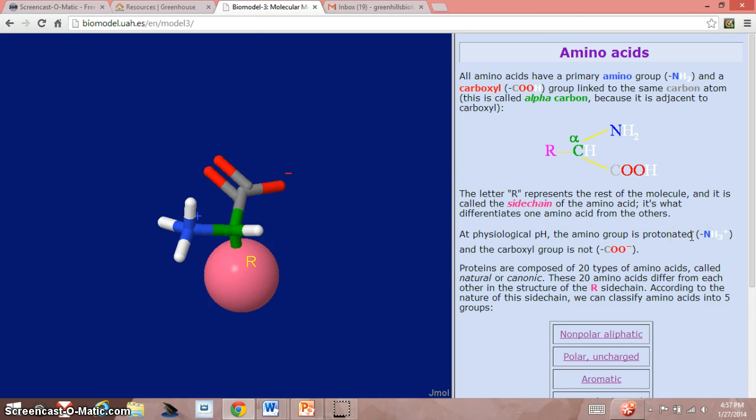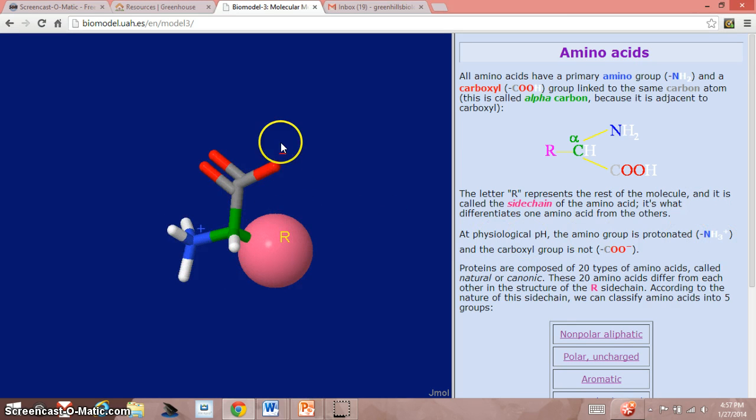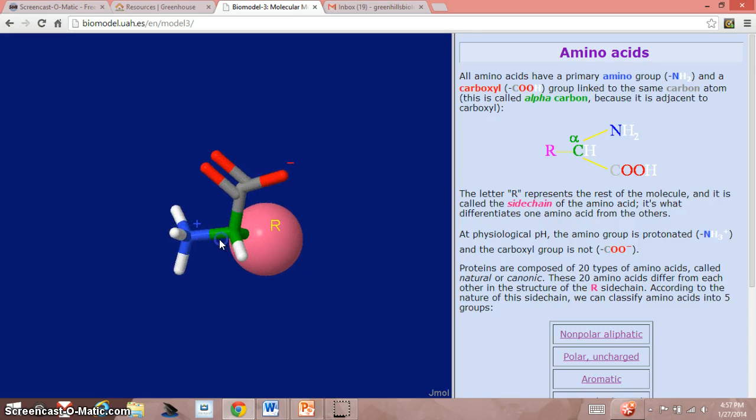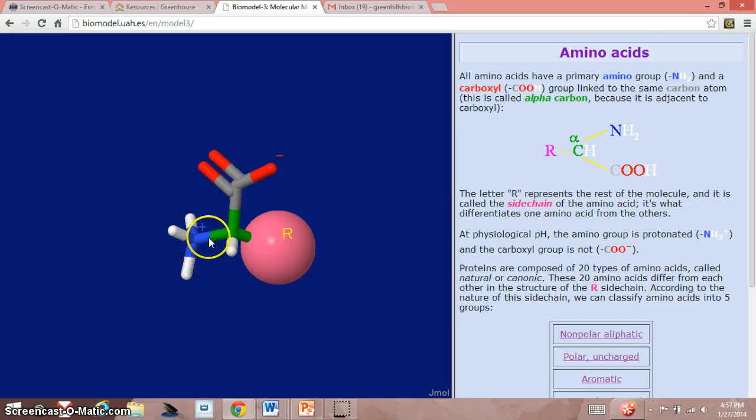This isn't a really big deal, and you don't have to understand why, but just know that normally we think of it as being an NH2, and the carboxyl as being a COOH. They're going to be showing them a little bit differently over here. You can see that they've got an extra minus and an extra plus with an extra hydrogen. Just know that this group here is the amino group and this group here is the carboxyl group.